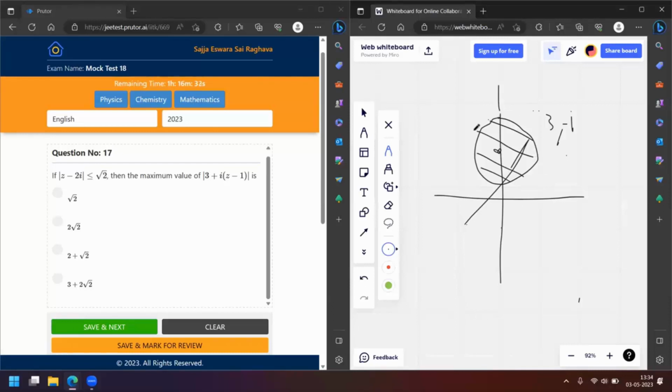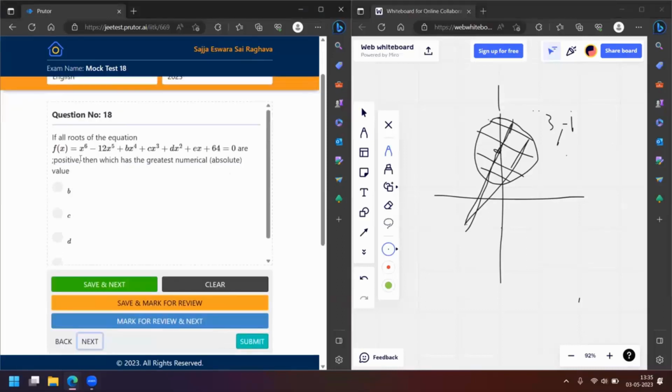So since we have known a diagram of this, we can say that this line should pass through the center to get the maximum distance. So we can find the point at which maximum distance and the distance also.